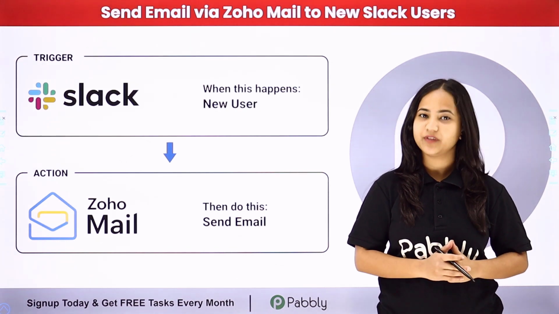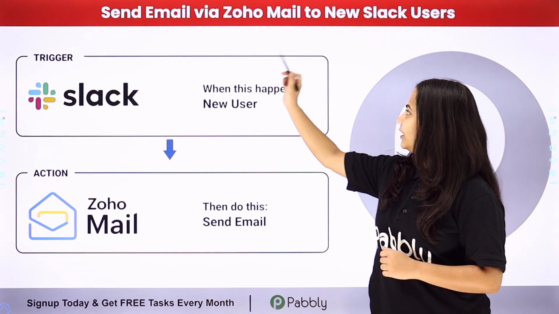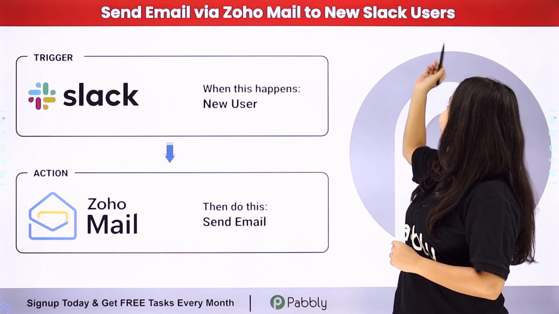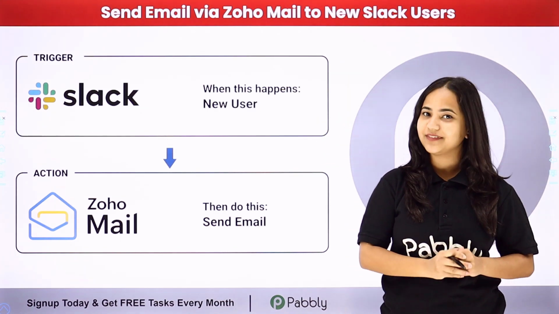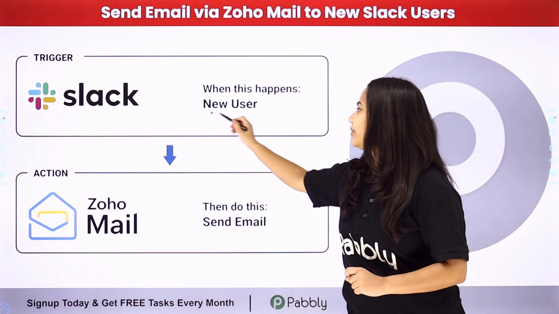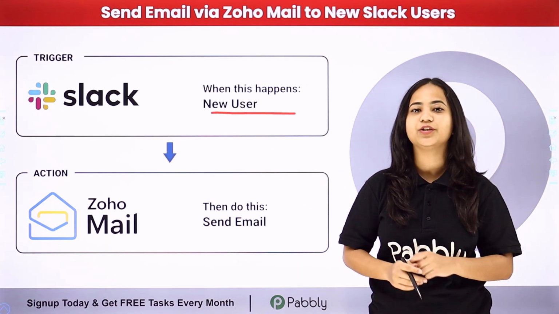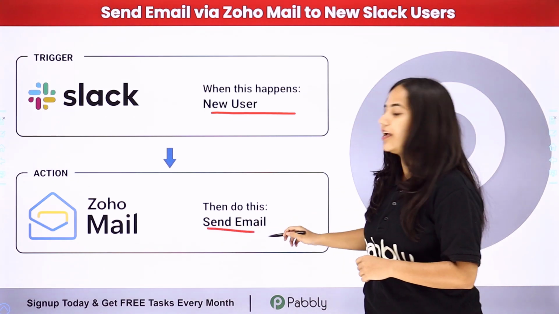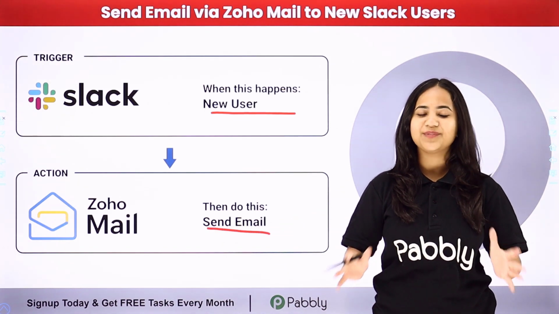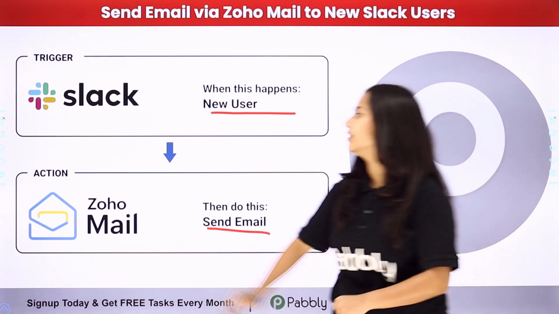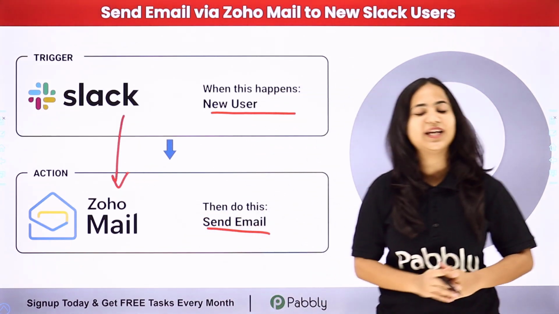Today in this video we are going to see how to send email via Zoho Mail to new Slack users. So here my objective is that whenever a new user is added into my Slack account, then automatically to that particular user an email would be sent via Zoho Mail. And for that I'm simply going to create a connection between Slack and Zoho Mail with the help of Pabbly Connect.